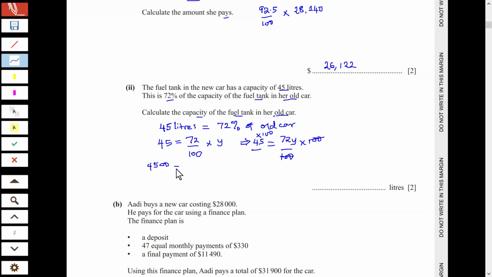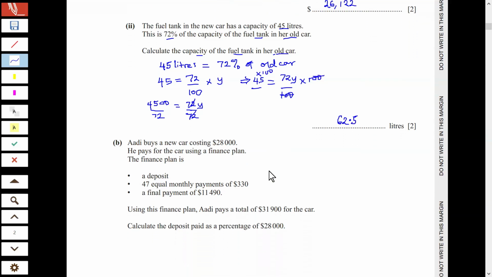So we're going to have 4,500 equal to 72Y. Now to find the value of Y, we have to divide both sides by 72. Y is equal to 4,500 divided by 72, and the final answer to this will be 62.5 liters.